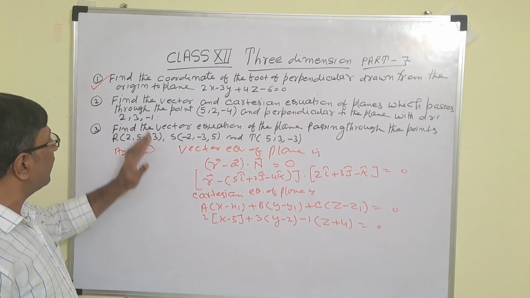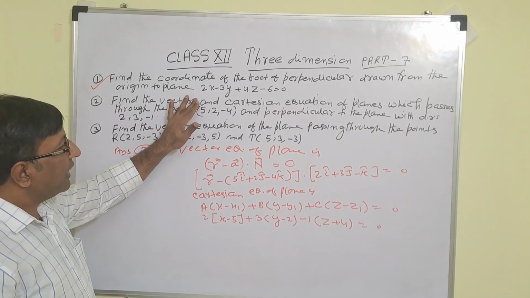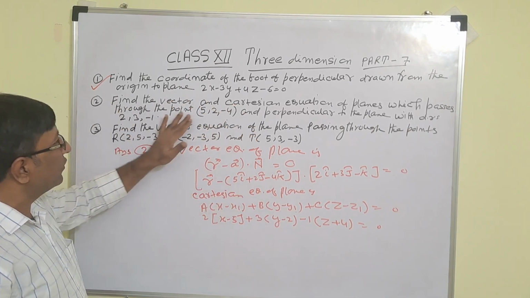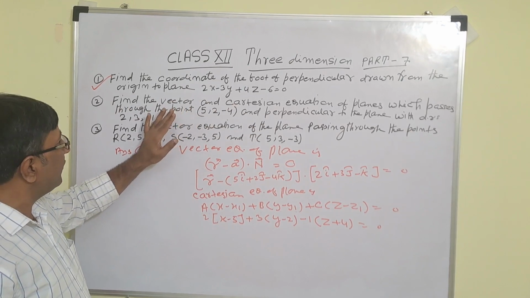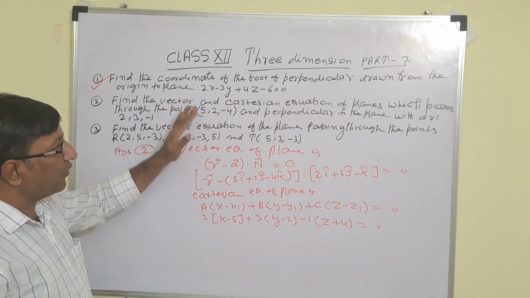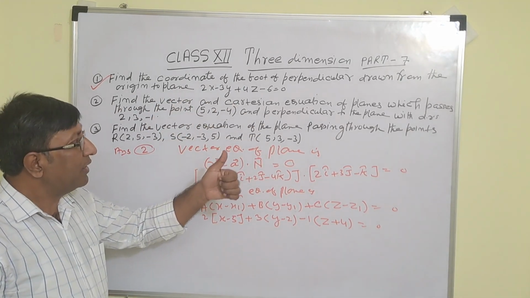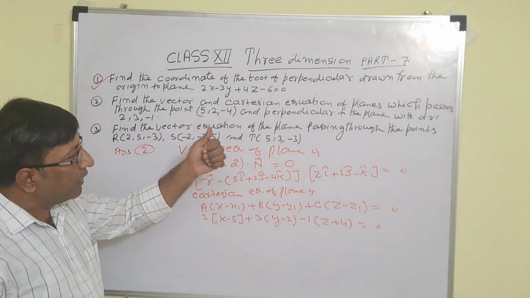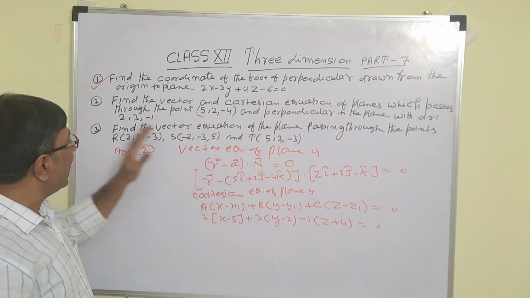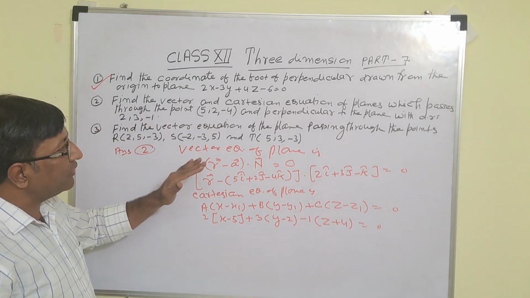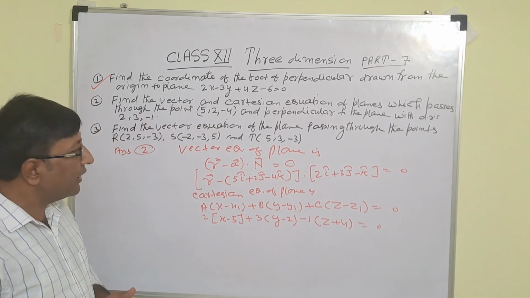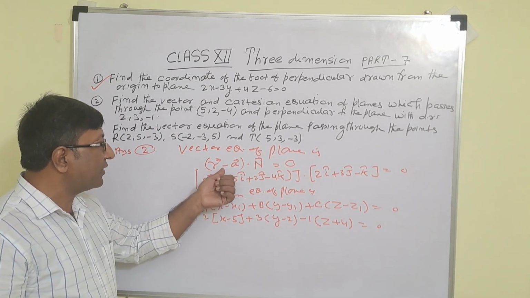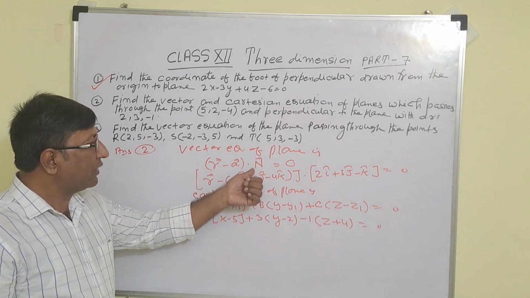Let's explain this again. Look, find the vector and Cartesian equation of the plane which passes through the point. Whenever we have to find the vector or Cartesian equation, what is given? The passing point (5, 2, -4) is given, and perpendicular to the plane with direction ratios. So the direction ratios of the plane are given. Okay, so for this type of question, the vector equation of the plane is (r vector minus a vector) dot n vector.